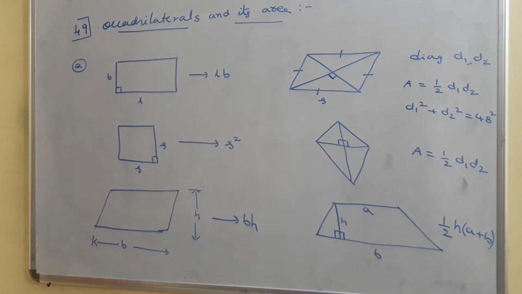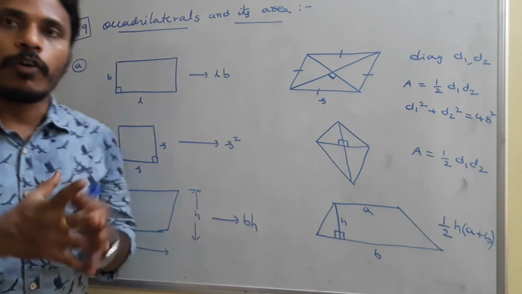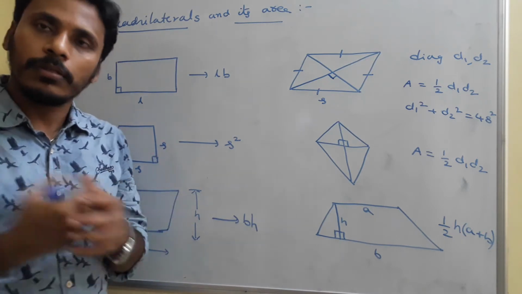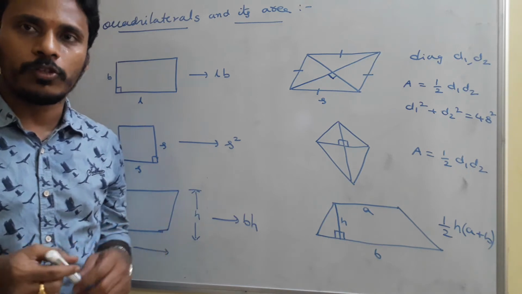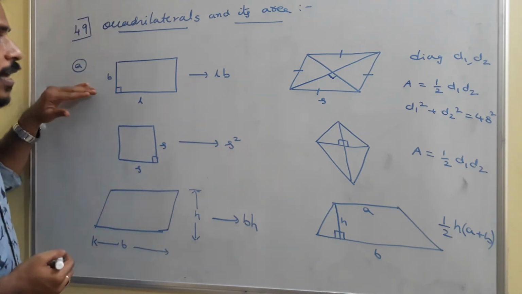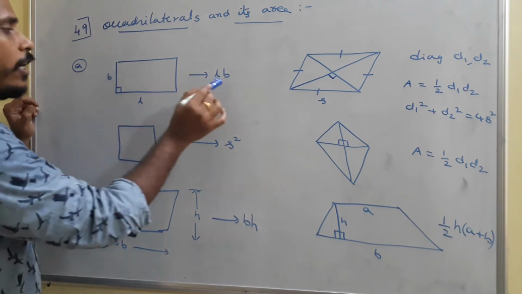Here in this point 49, I am going to list you different formulas related to the quadrilaterals. Some formulas may use the concepts related to the properties of triangles. So these are the basic quadrilaterals and their formulas. Say a rectangle, whose area is L into B.